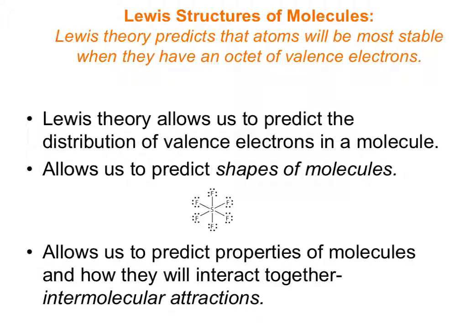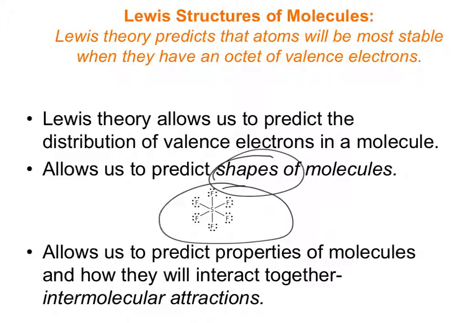Right, so why so much focus on Lewis structures? Remember that the dots in a Lewis structure represent valence electrons, and for a molecule, drawing the Lewis structure is particularly important because it gives us a lot of information that explains the properties of a substance. So number one, it tells us about the shape of the molecule.